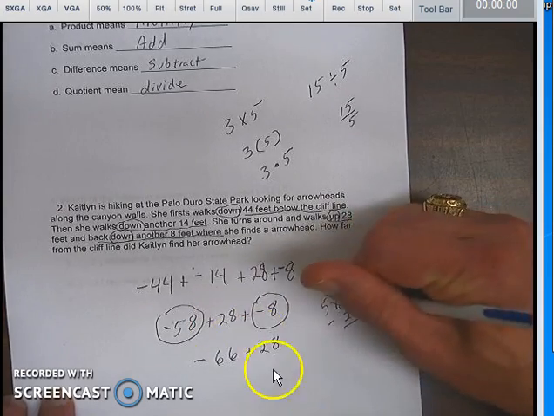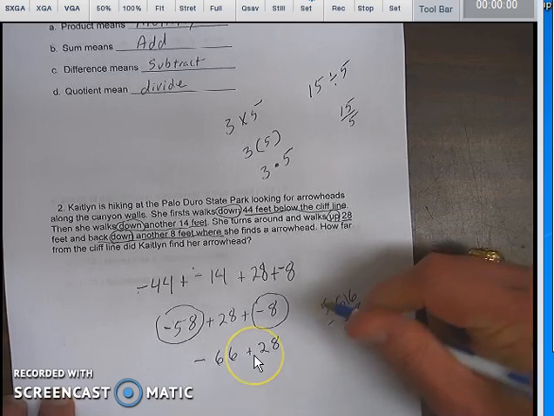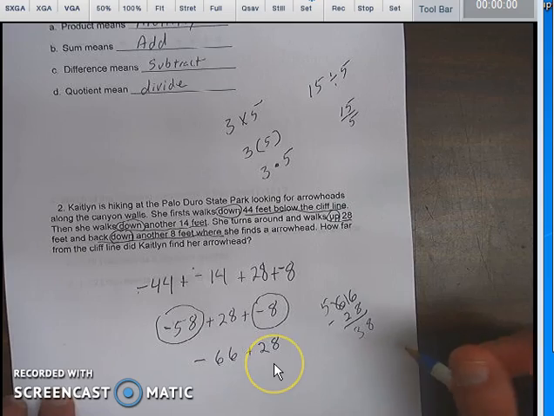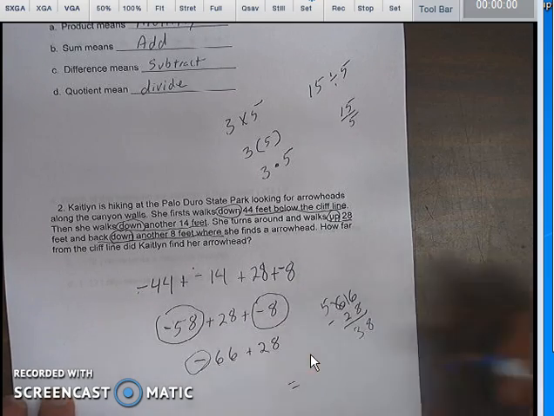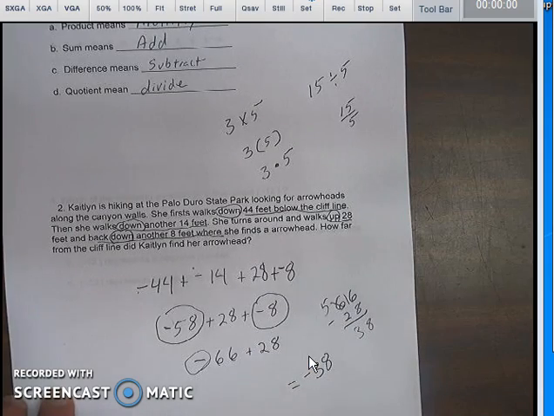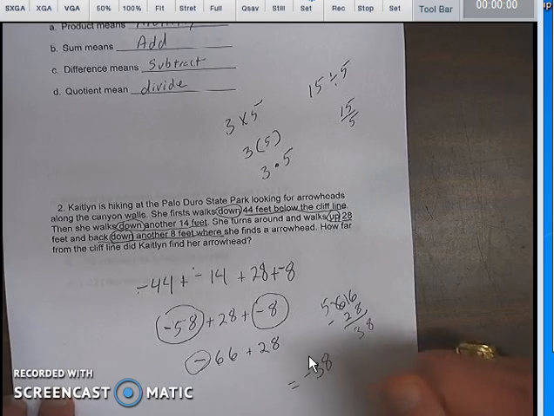And I know it seems kind of confusing that you're subtracting because right here, this says a plus sign. Well, you're right, but if you think back to your integer rules, same sign add, different sign subtract. Did I have more positives or more negatives? More negatives, so that means that she found an arrowhead at negative 38 feet below the cliff line. Got it?